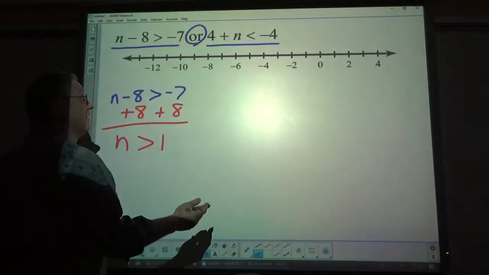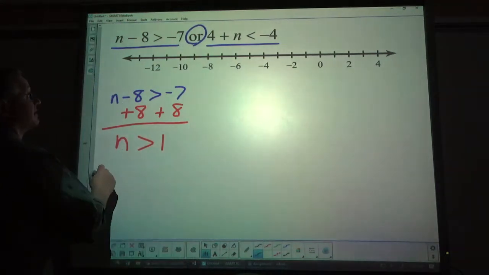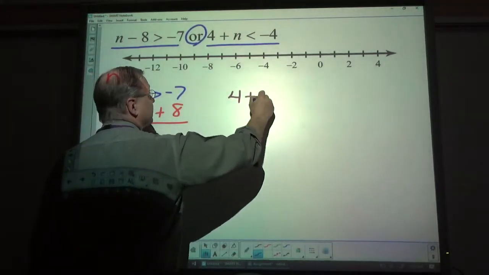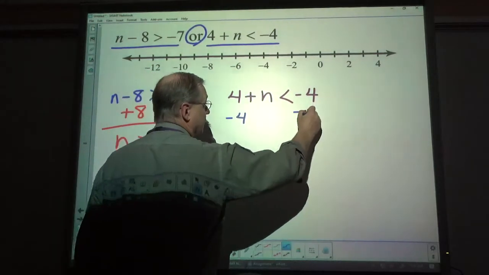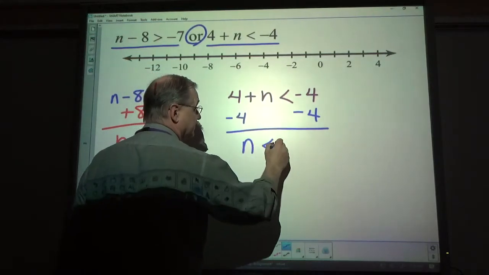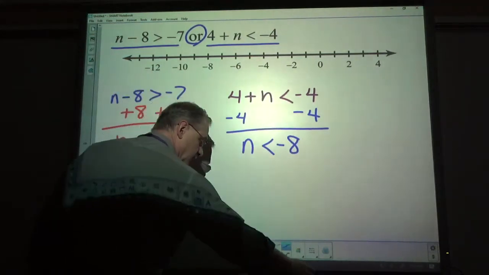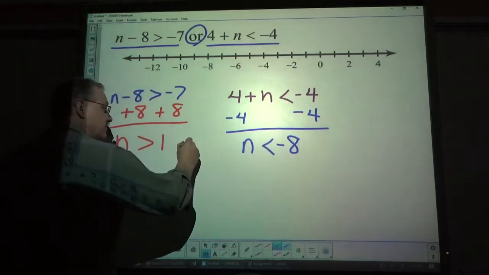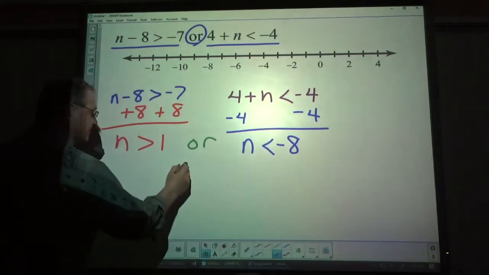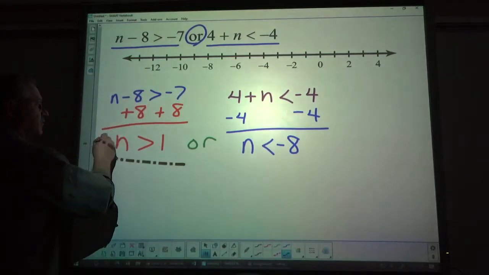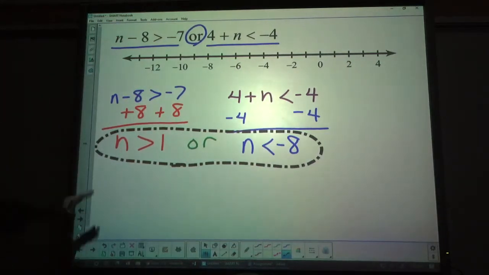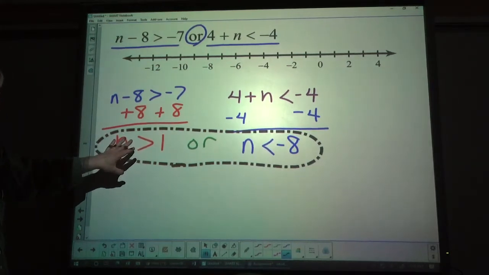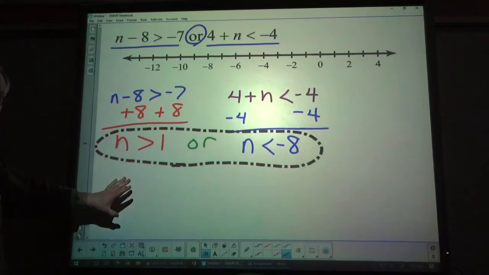Now I'm going to do the other inequality. Let's see. 4 plus n less than -4. I'm going to subtract 4 from both sides. N is less than -8. So my answer is this: N is greater than 1 or n is less than -8. That whole thing has to be the inequality answer. Then we're going to do the graph answer.